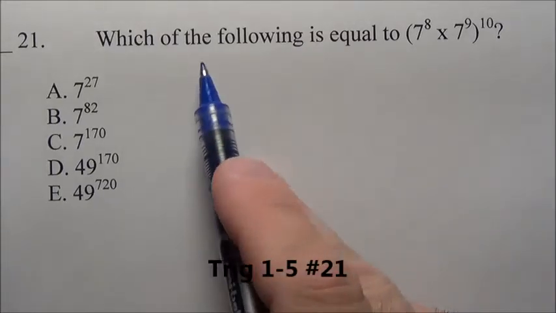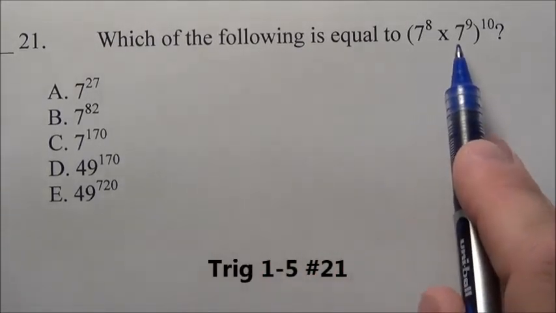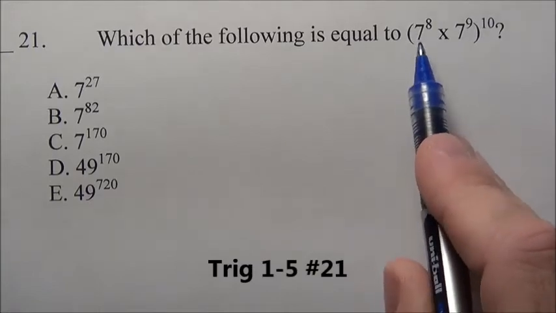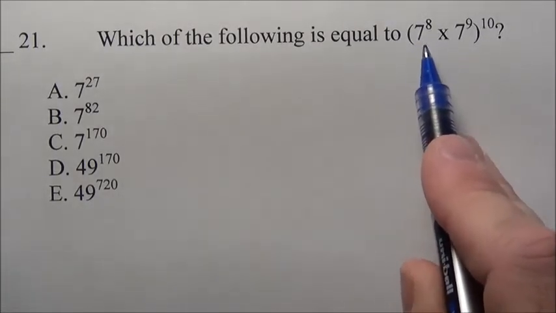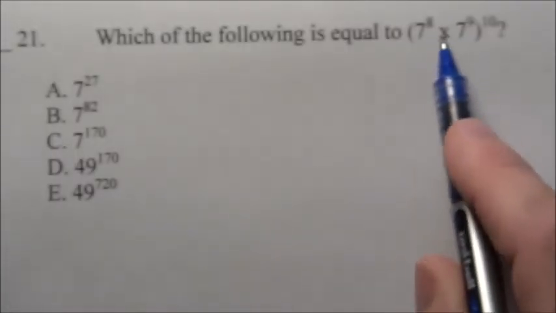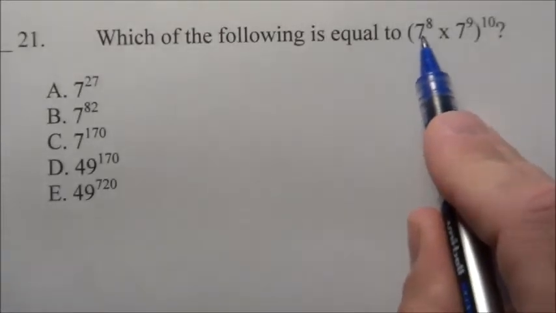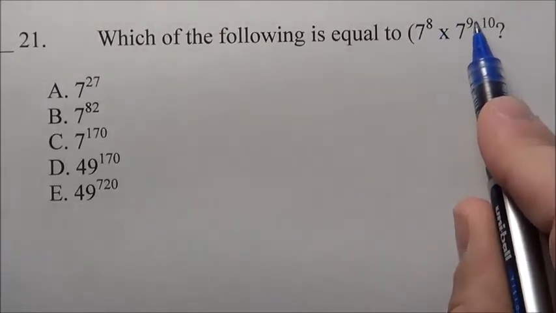Here's problem 21. It says, which of the following is equal to 7 to the 8th times 7 to the 9th, all raised to the 10th? Well, the first thing we have to do is think, what does this mean? We might remember the rules that, hey, what you're going to do is it's going to be 7 to the 17th power.